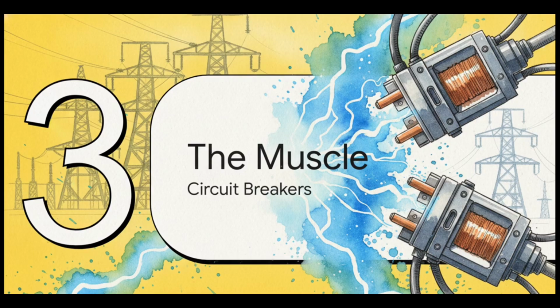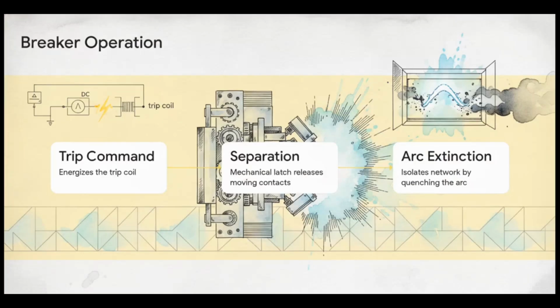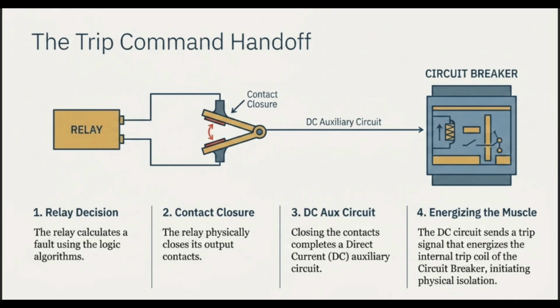Circuit breakers. And this is exactly where our story shifts to pure action. We need heavy machinery. We need the muscle to step in and physically stop the rogue energy from melting the grid. Enter the circuit breaker, which executes a rapid, split-second, three-step takedown.